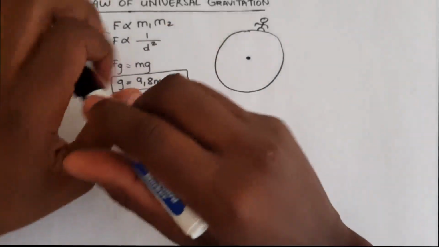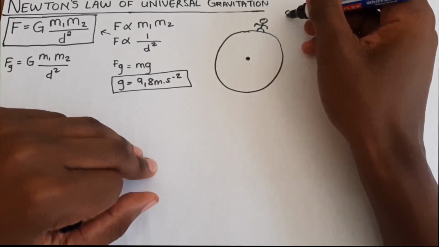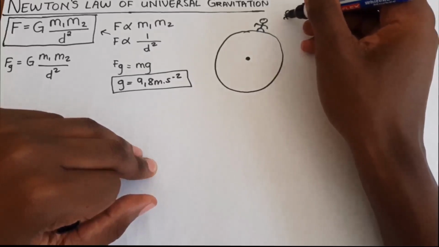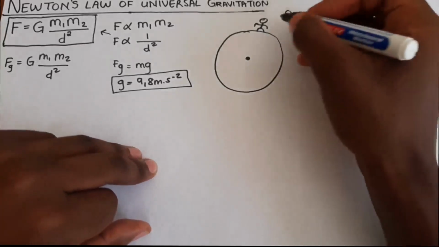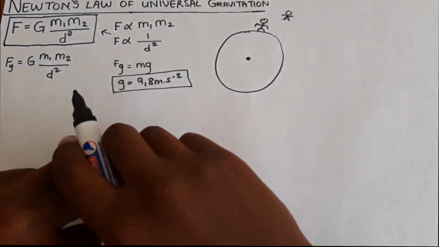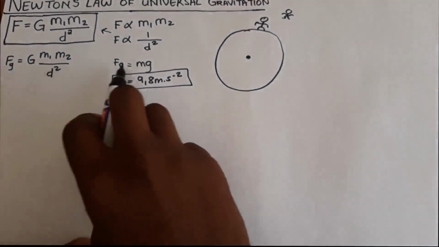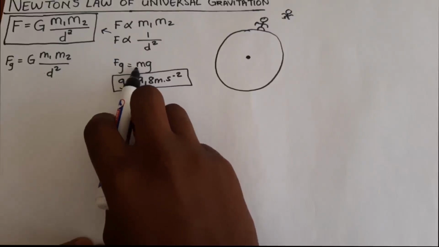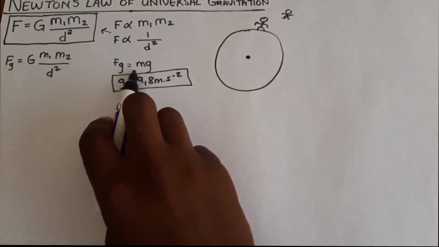But let's say this person is in space, flying here. You can see that this person is not in contact with the earth's surface. So which formula are we going to use? Only this one, because the other one only applies when the person or the object is in contact with the earth's surface.